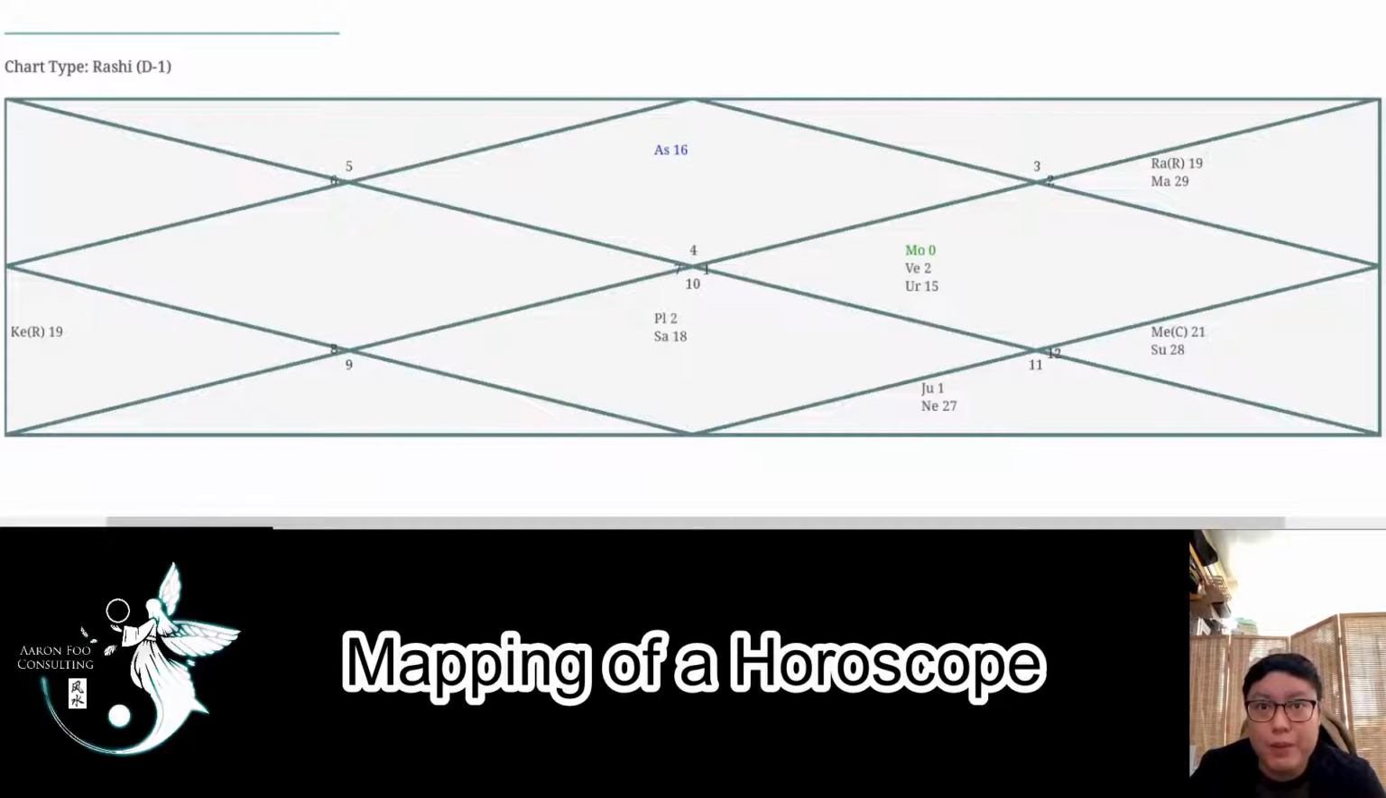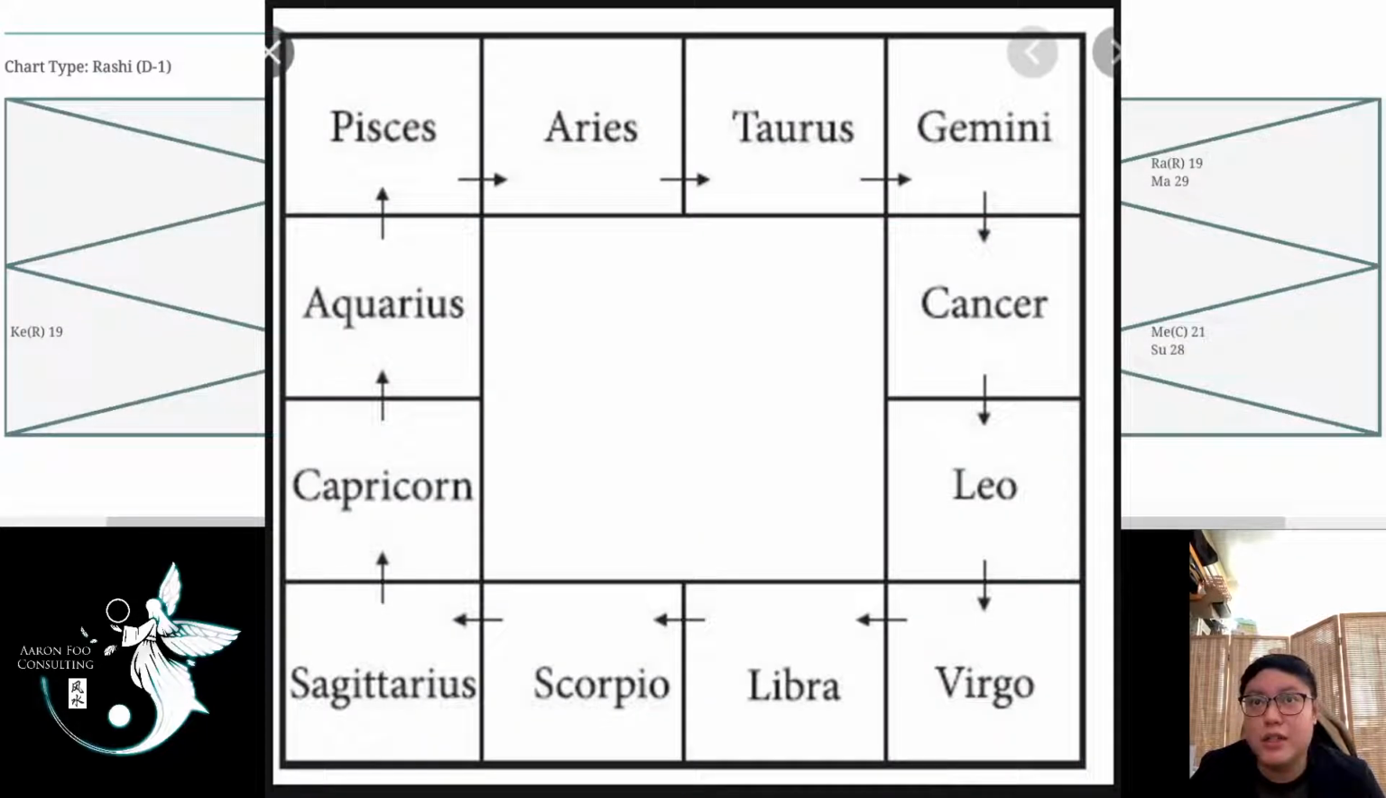Most Jyotish use the method of equal house division. That means each house is 30 degrees, but there are other methods that allocate this space differently. This is our North Indian Rashi chart, and if you look at the South Indian one, it looks a bit different.